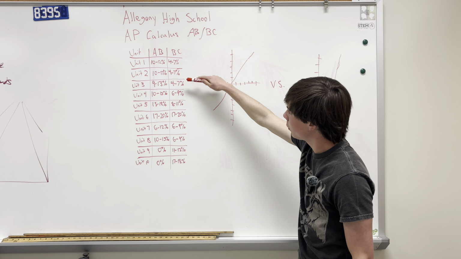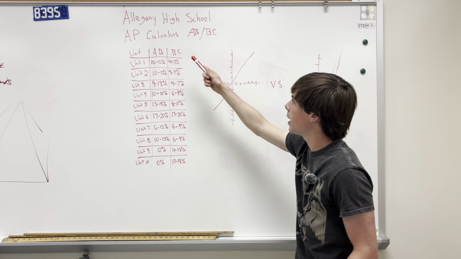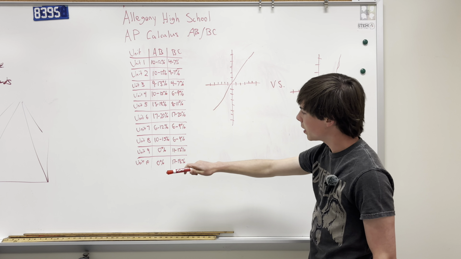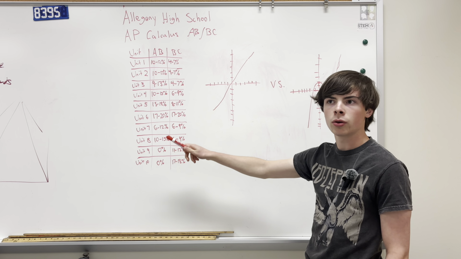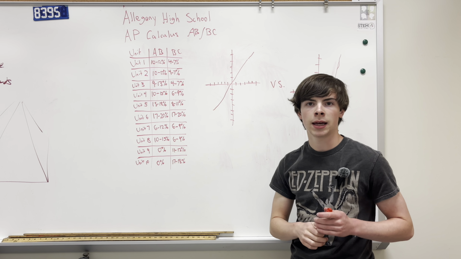In the beginning, the first few units, you see less of those on the BC exam than you see on the AB exam. But then when we get down to Unit 9 and 10, those aren't on the AB exam at all. They're strictly for the BC exam.